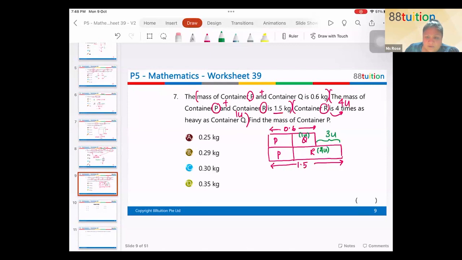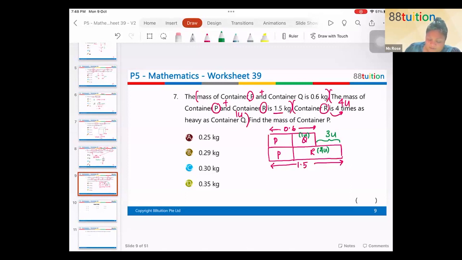Who got this one wrong? Number 7. So many people got it wrong. What happened? Okay. So did you all draw it this way or you didn't?